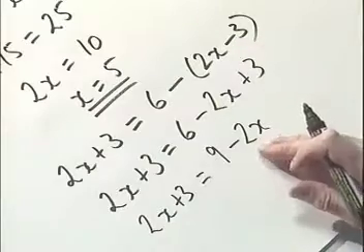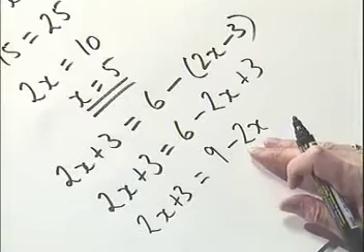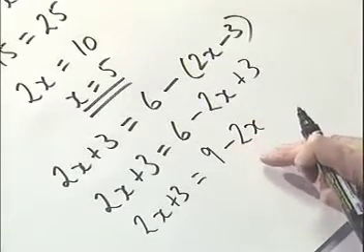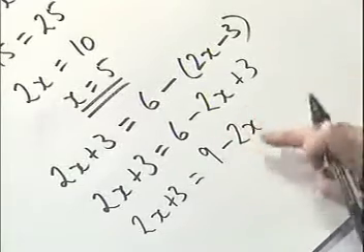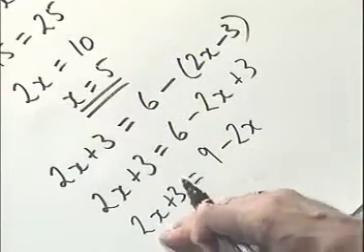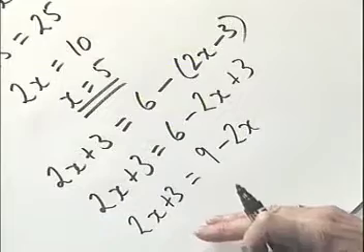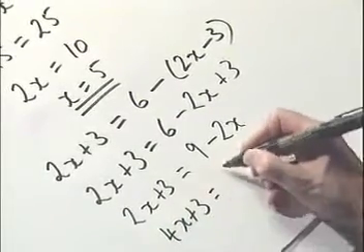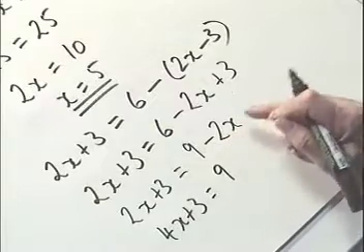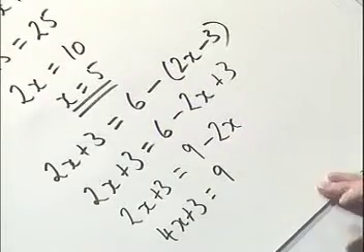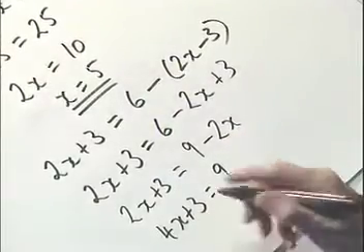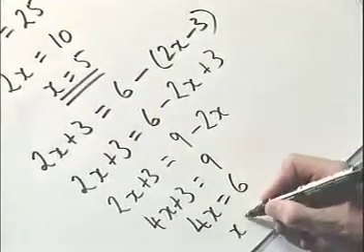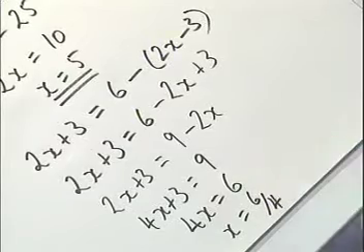So we need to get the x's together, which we can best do by adding 2x to each side. Add 2x so that minus 2x plus 2x at this side gives us no x's. And at this side it's going to give us 4x. So we add 2x to each side. 4x plus 3 is equal to 9. Because minus 2x plus 2x, no x's. Now we can take 3 away from each side. 4x equals 6. And so x is 6 divided by 4.